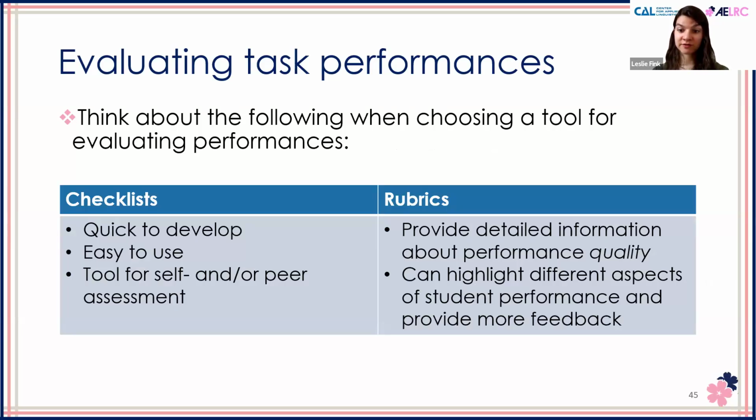Checklists tend to be a bit easier and faster to construct and use. Do you want a tool that students can use for self and or peer assessment? Checklists may be easier and more effective for this type of assessment because they are yes, no. Is the characteristic there or not? Whereas rubrics, as I will get to in a moment, measure quality. So if you are trying to measure the quality of a performance, rubrics would be the choice for you. You may also think about how much information you need to provide about improving performance. Since rubrics provide more detailed information, they can help students understand what to focus on if they want to improve.